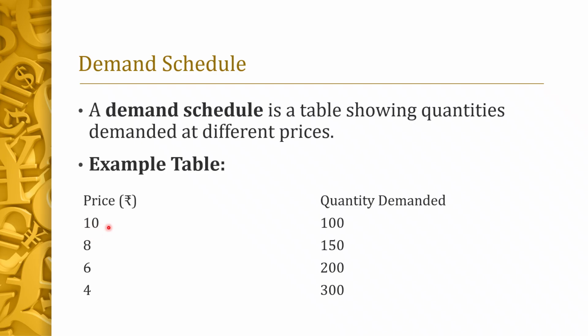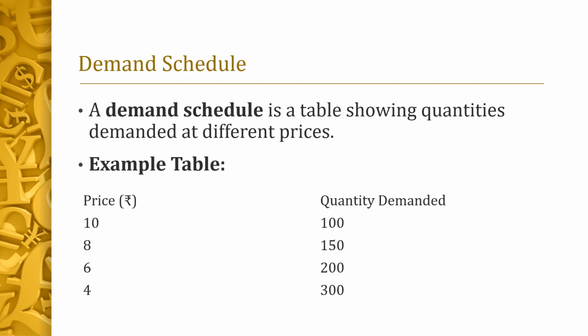At rupees 10, the demand is 100 units, but as the price goes down to rupees 8, the quantity demanded also increases to 150. As it goes down to 6, the quantity demanded increases to 200. As it goes further down to 4, the quantity demanded increases up to 300. So what does it show? It shows the inverse relationship between price and the quantity demanded. We see that as there is a decrease in the price, there is always an increase in quantity demanded.